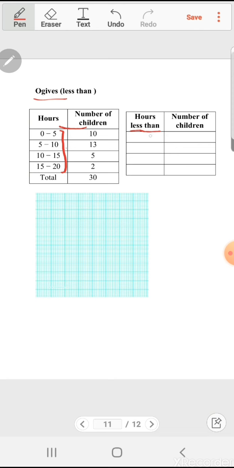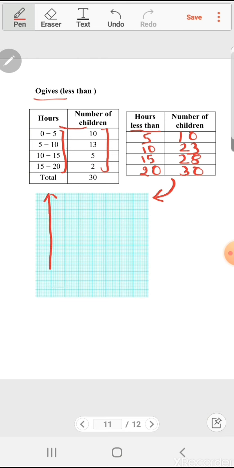So here, less than class interval will be less than 5, less than 10, less than 15, and less than 20. Again, please recall that we added frequencies from top to bottom in order to get less than frequency. So less than 5 will be 10, then less than 10 will be 23, less than 15 will be 28, and less than 20 will be 30.